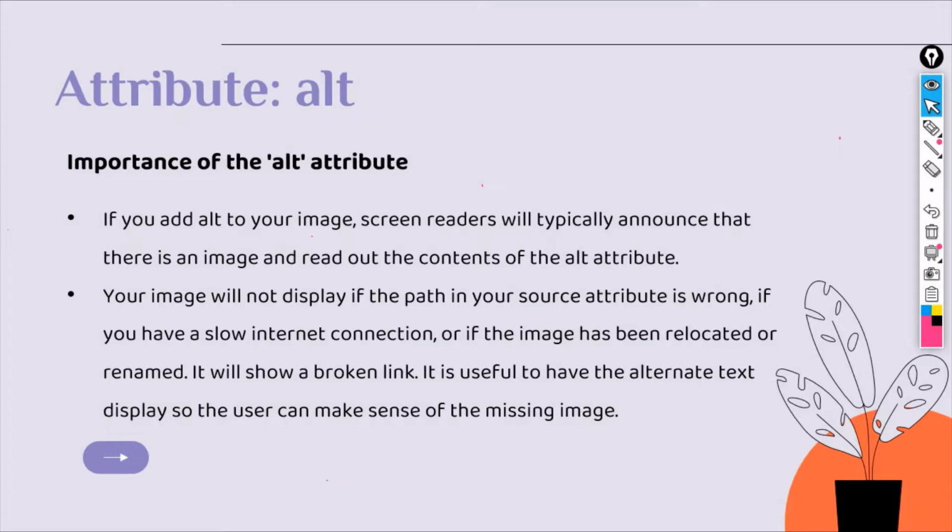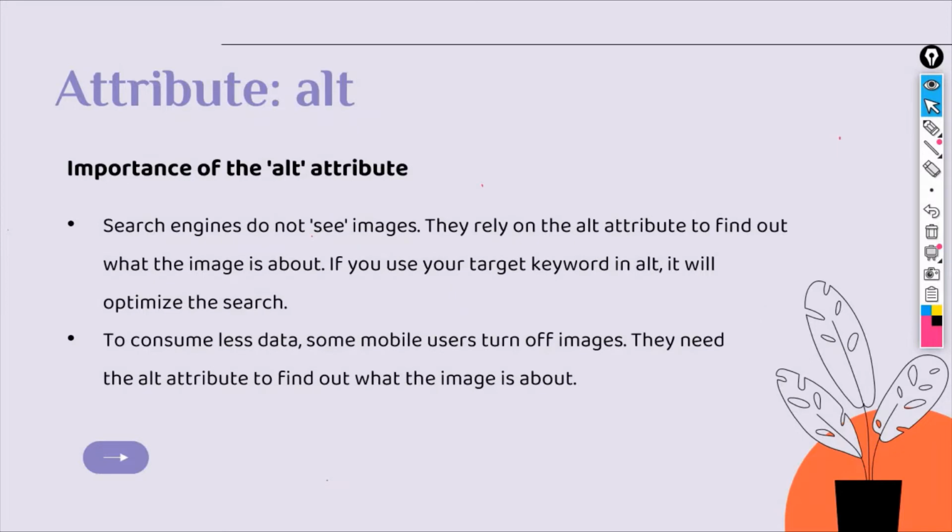If you have a slow internet connection, or if the image has been relocated or renamed, it will show a broken link. It is useful to have the alternate text display so the user can make sense of the missing image. And then also, search engines do not see images. They rely on the alt attribute to find out what the image is about. If you use the target keyword in alt, which we will learn later, it will optimize the search.